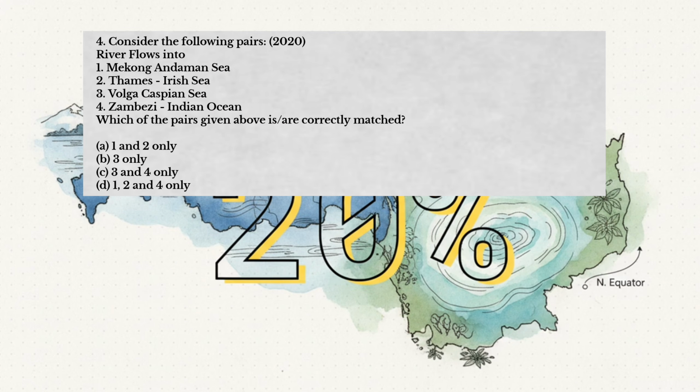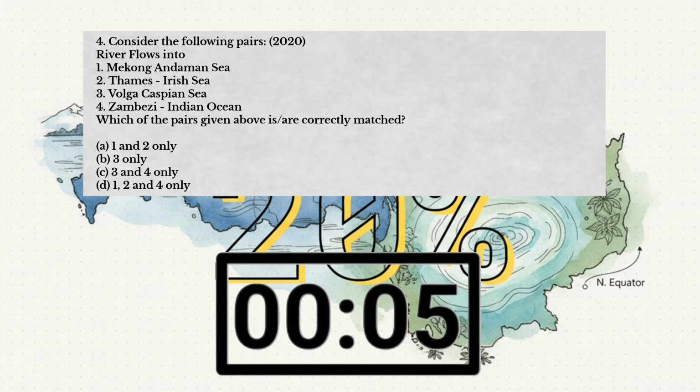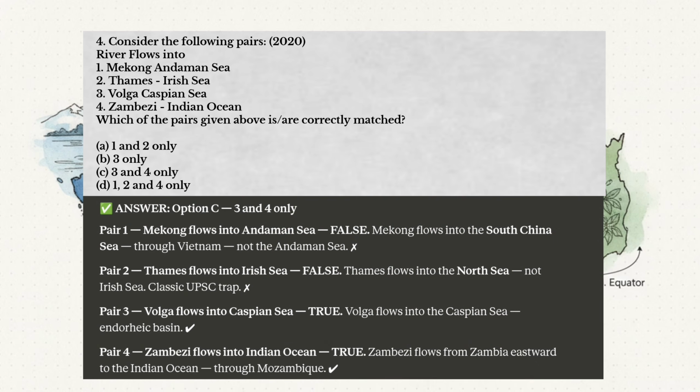Question 4. UPSC Prelims 2020. Consider the following pairs, river flows into: 1. Mekong, Andaman Sea; 2. Thames, Irish Sea; 3. Volga, Caspian Sea; 4. Zambezi, Indian Ocean. Which pairs are correctly matched? Option A, 1 and 2 only. Option B, 3 only. Option C, 3 and 4 only. Option D, 1, 2 and 4 only. Pause 5 seconds. Answer: Option C, 3 and 4 only.